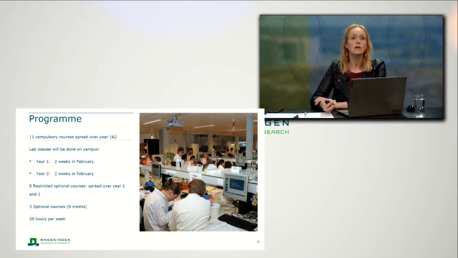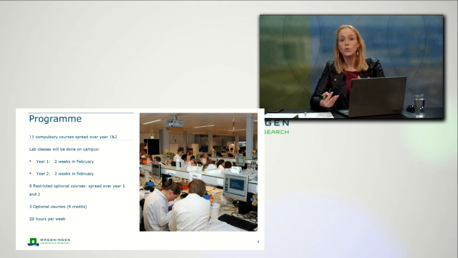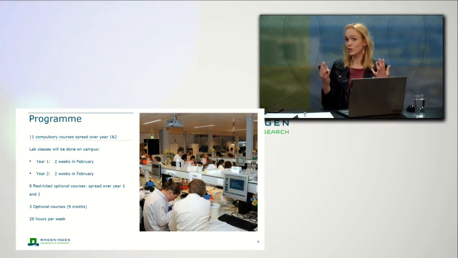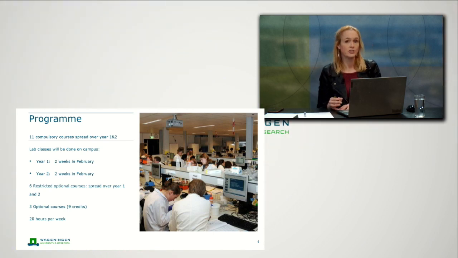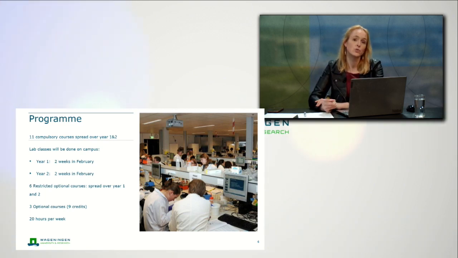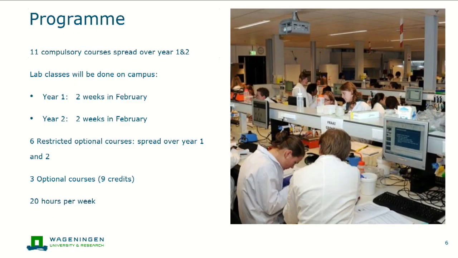So if we look at the program, we see that there are 11 courses scheduled over the first 2 years, so 11 compulsory courses. And besides these compulsory courses, there are also lab classes because lab work is also important for food technologists. So in the first year you have to come to Wageningen for 2 weeks in February, and also in the second year. And then you have to follow classes in the lab. But it's also very nice that you can really meet your fellow students. So the social contact is also very good.